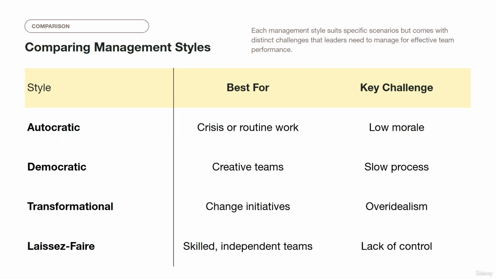So if we think about how these concepts can be best applied, autocratic management is best for crisis or routine work. So when decisions have to be made quickly, or when we talk about a job that doesn't really require creativity, it requires precise adherence to a process. That's when autocratic can work. It can hurt morale because people don't really feel engaged with what's going on. Democratic is great for creative teams, but can slow down the process.